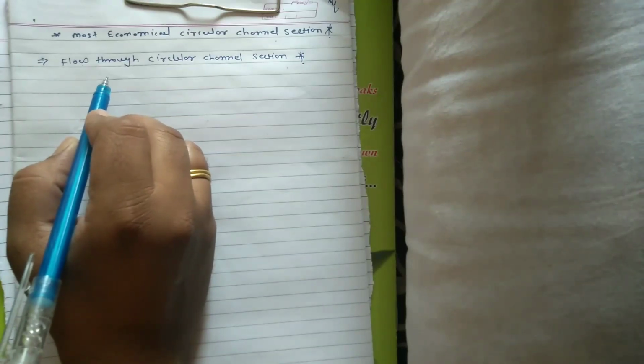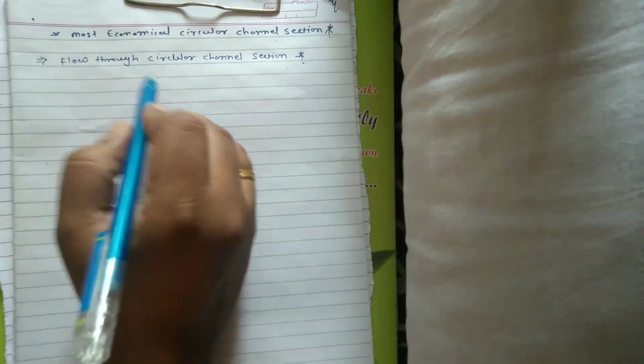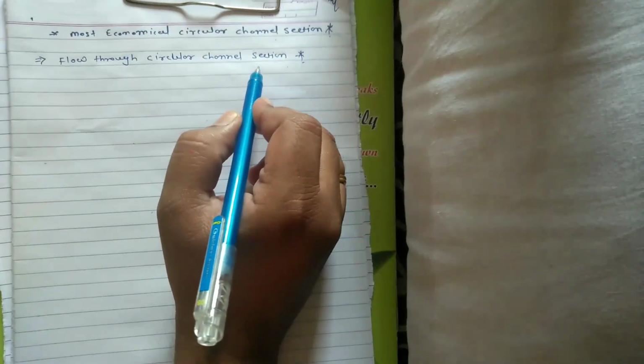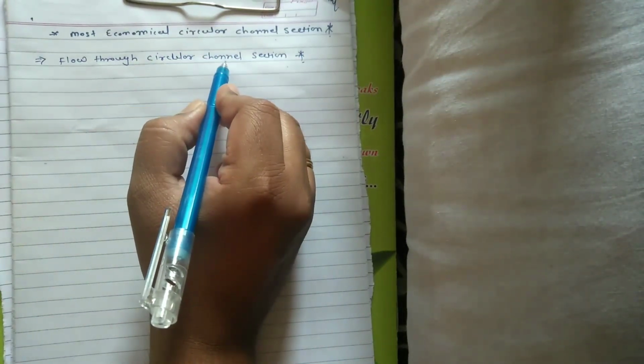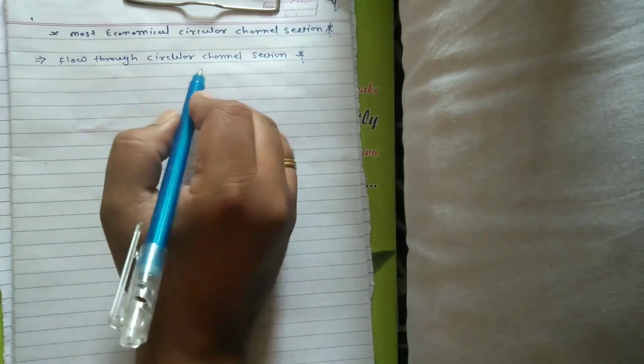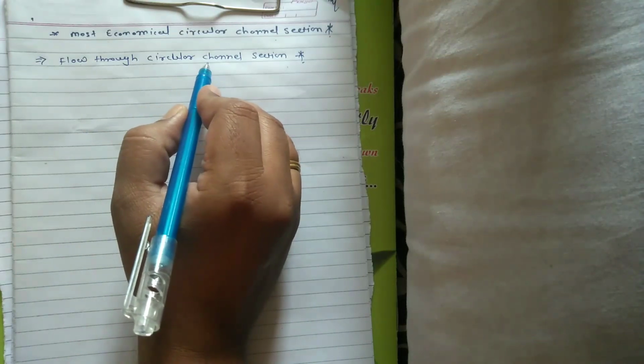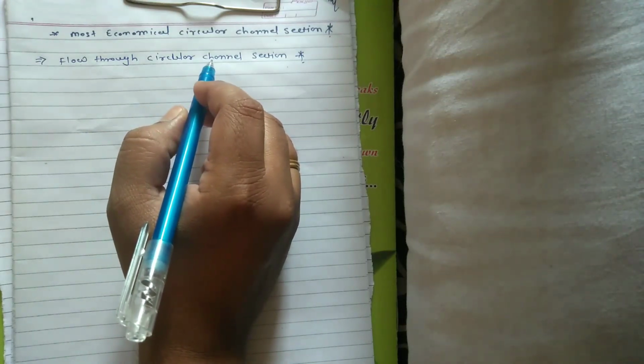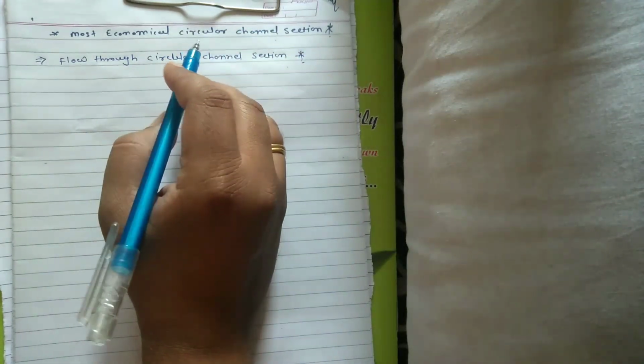Now, how to determine the flow through the circular channel section, that is nothing but how to determine the discharge through the circular channel section. So what is a circular channel section? What are examples of a circular channel section? An example is a closed conduit, or a sewer line.